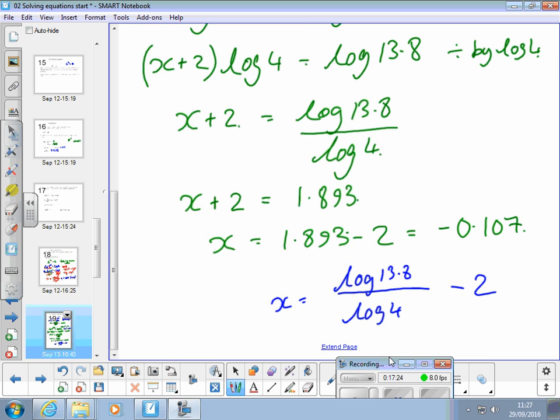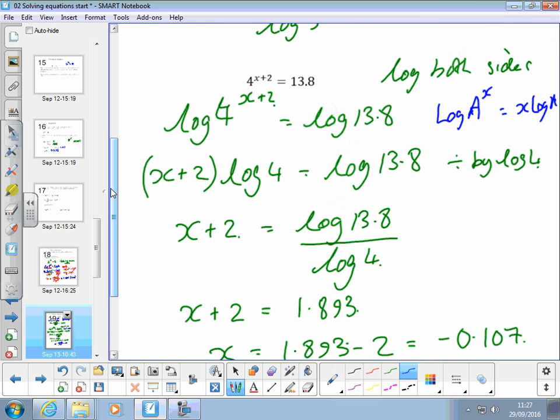You can't take the 2 away there. You can't do that because it's multiplied, all that's in that brackets is multiplied by the log of 4. You can multiply those brackets out first, and in some cases you might have to do that to end up with x log of 4 plus 2 log of 4. But you didn't have to do that in this case. But no, you can't subtract the 2 there because that's inside the brackets.